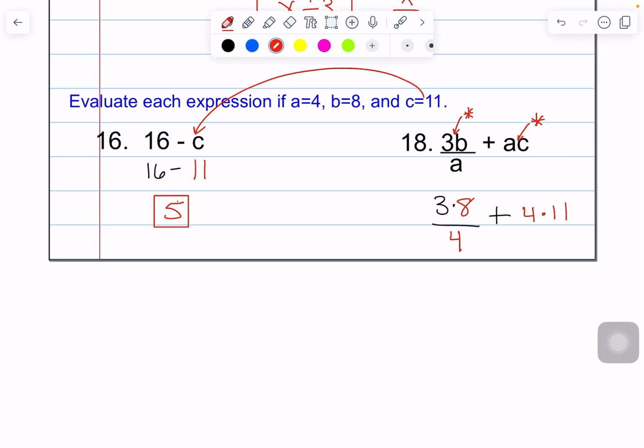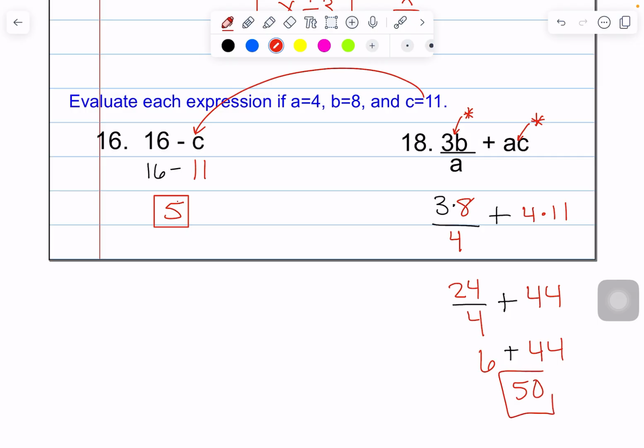If I take a look at this, division comes before addition, so I need to do all of this first. I'm going to start with what's on top, which is 3 times 8. 3 times 8 is 24, and I have that all over 4. And then I'm going to add to that. It's okay if I do this multiplication at the same time, which is 44, but I need to finish the division before I add them together. 24 divided by 4 is 6. Then I bring down the plus 44, and when I add 6 and 44, I end up with 50.